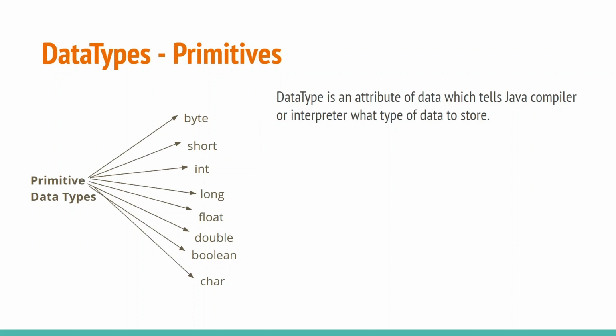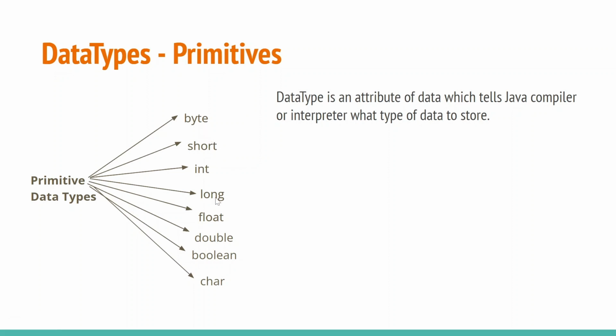What is a data type? It's an attribute of data which tells the Java compiler or the JVM what type of data we are going to store. On the left hand side, you can see I can broadly classify these primitive data types into four categories. One is the integer category: byte, short, int, and long.